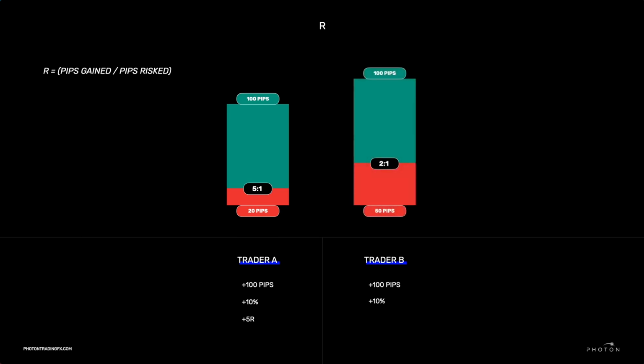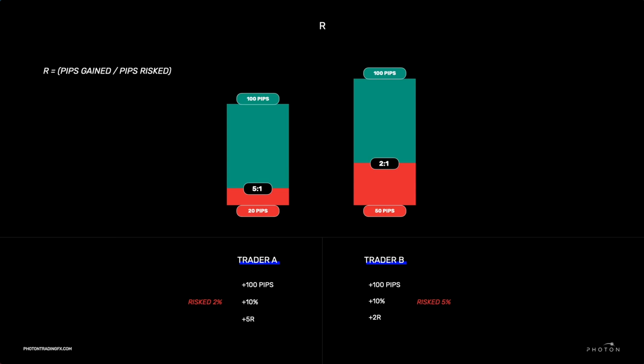Now, trader B, on the other hand, risked 50 pips to make the same 100 pips as trader A. So they have a much lower reward to risk ratio of 2 to 1. So their R is just 2. The reason this metric is useful is because we can now see that although they both returned the same percentage and the same number of pips on each of their trades, they both had 100 pips profit, they both returned 10% on their account balance, trader A actually risked 2% to make that 10%, because they had a 5R trade. But trader B had to risk more than double that. They had to risk 5% to make that same return of 10%, because they only had an R of 2. It was a 2R trade.